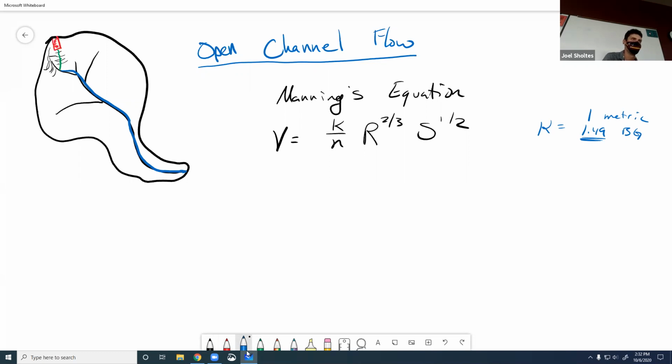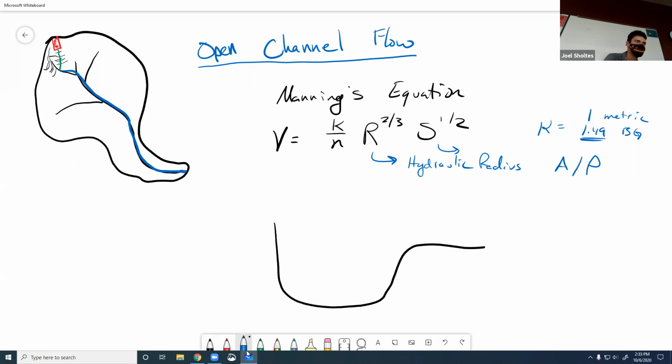Does anyone remember what R is? What's that? Oh, good question. Reynolds number, no, that's pipe flow. There's Reynolds for open channel, but that's a little more complex. It's hydraulic radius, yeah, Jake. Hydraulic radius, which is equal to the area over the wetted perimeter. I'll draw a channel for you real quick.